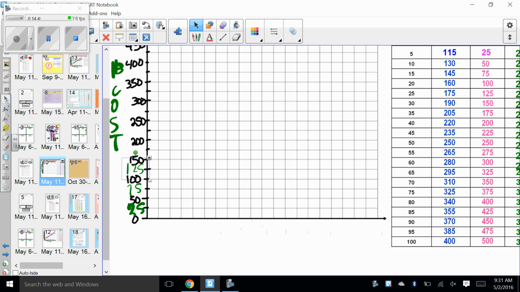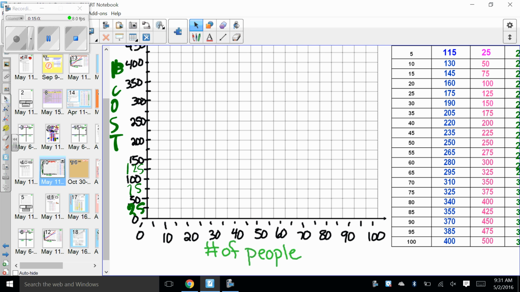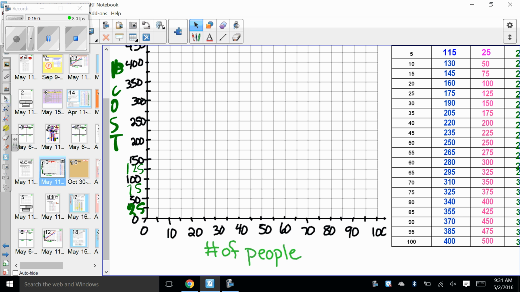Now, the number of people on the x-axis ranges from 0 people to 100 people. So on the x-axis, we have number of people. And I'm going to do the same thing. I'm a little tight on space here, so I'm going to scale by 5s. But I'm not going to write every number because it's a little cramped. So 0, 5, 10, 15, scaling by 5s. We're going to go from 0 people as our minimum to 100 people as our maximum. 0, 5, 10, 15, and so on.